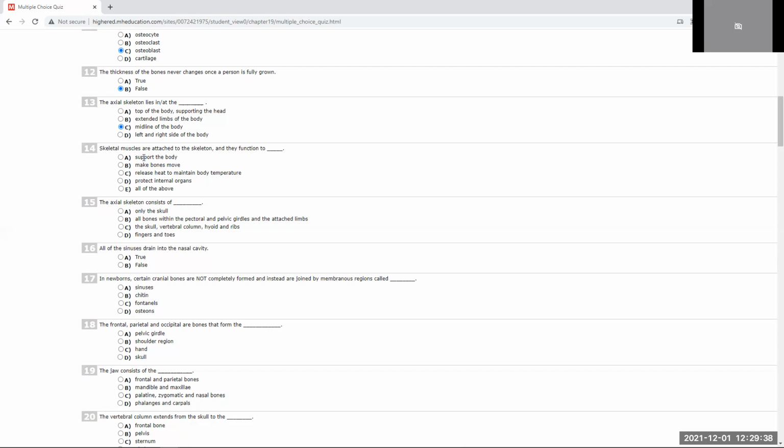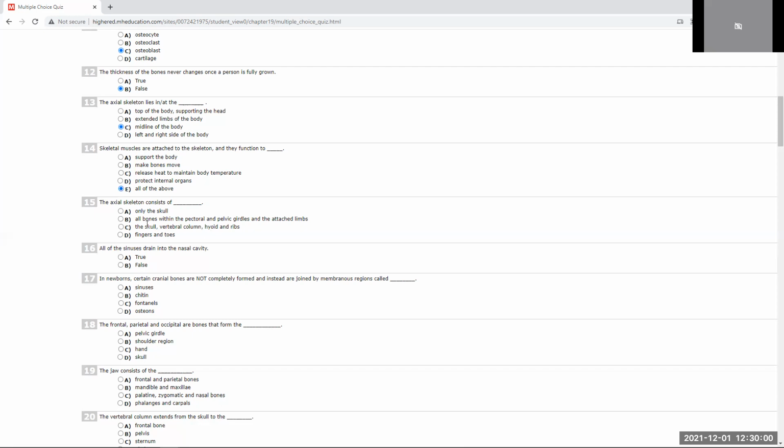In terms of muscles, do they help to maintain and release heat? When you exercise, how do you usually feel, cold or particularly warm? Yeah, that's one of the byproducts. All right. And do the muscles protect the organs? Yeah. So the answer, of course, is both.